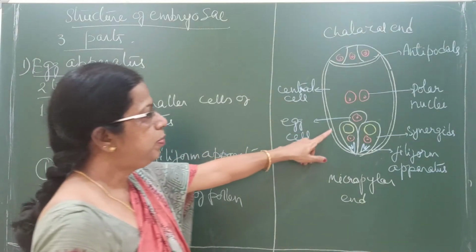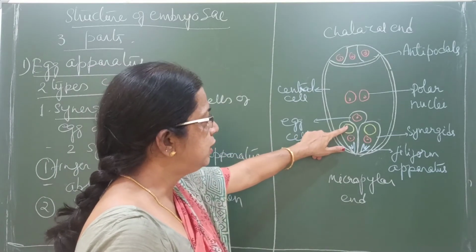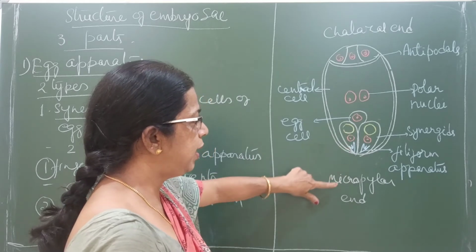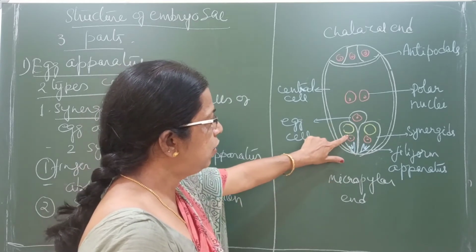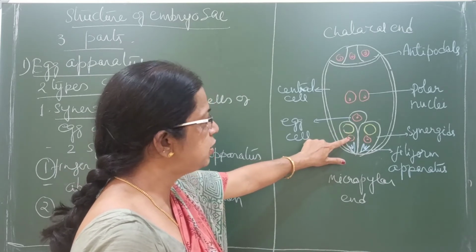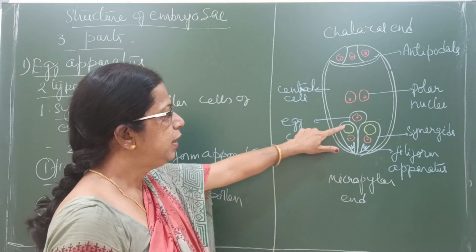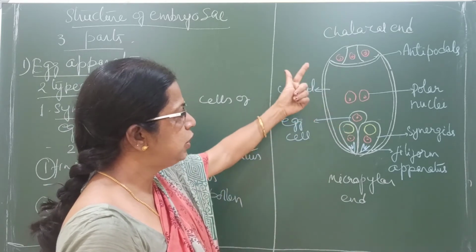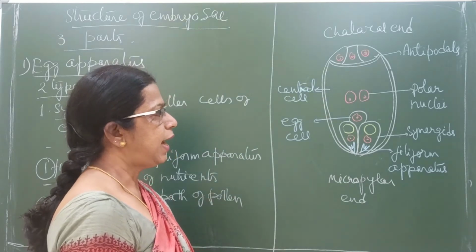If we have a closer look at the synergid structure in the diagram, we find a vacuole present towards the chalazal end of the synergids, and the filiform apparatus present towards the micropylar end. If you compare the egg cell and the synergid, the synergid nucleus is present towards the micropylar end, and the vacuole of the synergid is present towards the chalazal end.